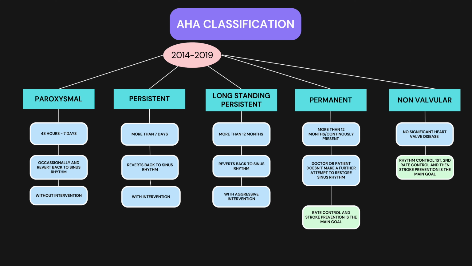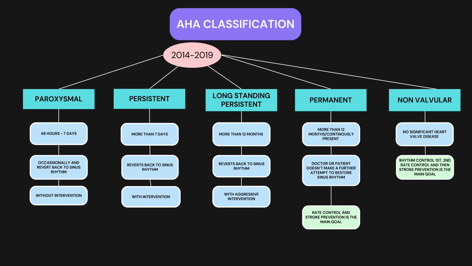So persistent AF is something that does last more than 7 days, and this does revert back to sinus rhythm, but you have to do something about it. And what do we do about it? We'll discuss later in this video, but you have to do something for it, and only then does it revert back. Long-standing persistent is more than 1 year. It takes almost 1 year, and the patient does revert back to sinus rhythm, but with aggressive intervention. You have to do loads and loads of things, and then the patient does revert back to sinus rhythm.